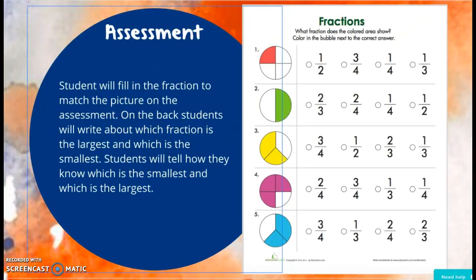Of course, you will be assessing students by making observations throughout the lesson, but it's always great to have a formative assessment. At the culmination of the lesson, you can give students this fraction assessment where students will fill in the correct fraction to match the picture. On the back, students should say which fraction is the largest and which fraction is the smallest, and they should provide an explanation as to how they know which fraction is larger and which one is smaller.